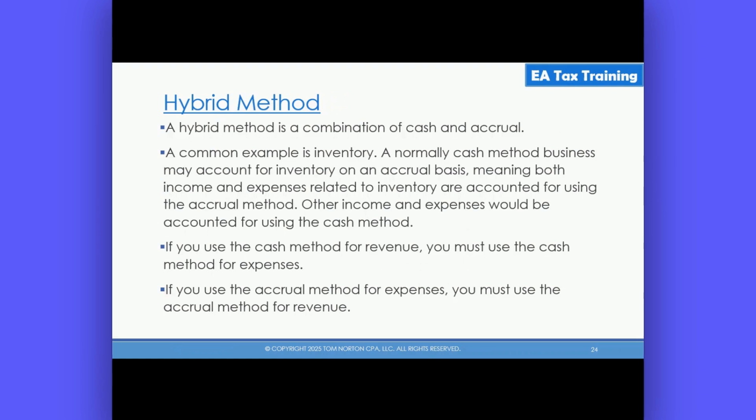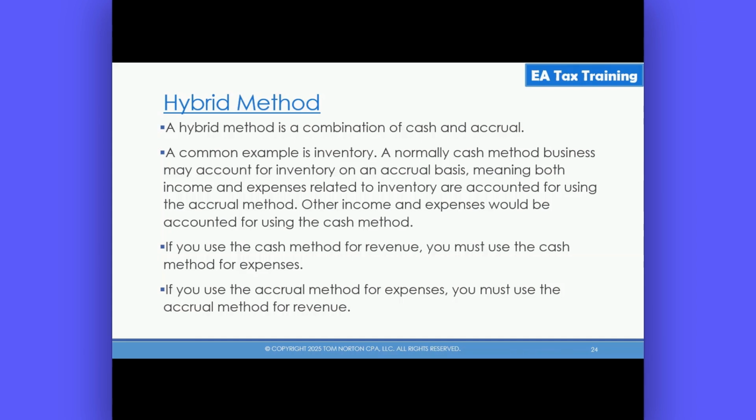There are a couple of rules to keep in mind here, and you will want to remember these for the exam. If you use the cash method for revenue, you must also use the cash method for expenses. So in other words, if you're going to wait to recognize the income until you actually receive the cash, you also have to wait to recognize the expenses until you actually pay for them with cash. That's what this is saying.